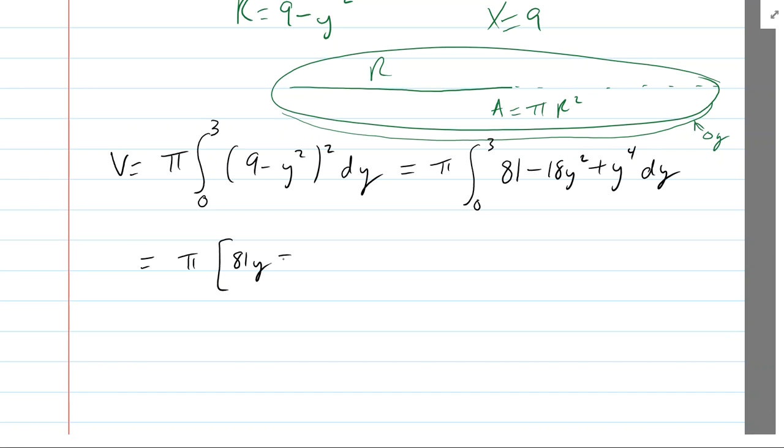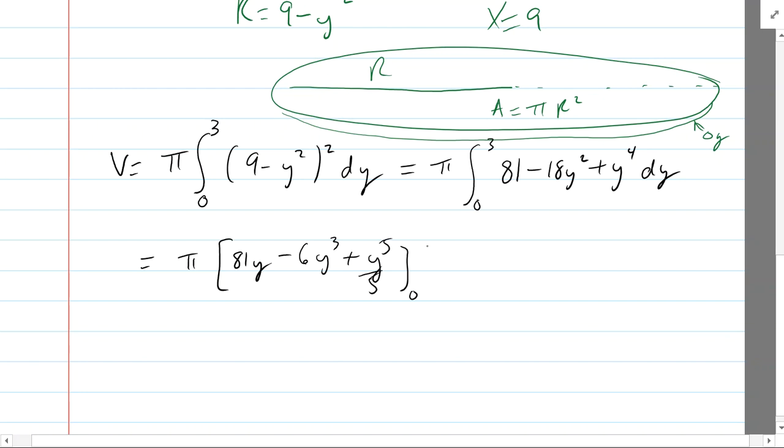6y to the 3rd. So it's going to be a minus 6y to the 3rd, yes? Everybody still with me? What's the antiderivative of y to the 4th? Y fifth over 5.